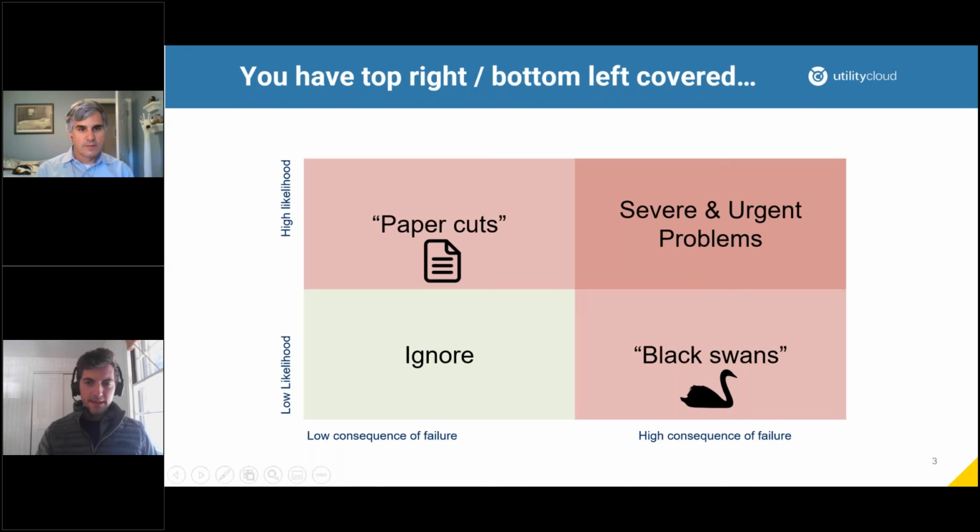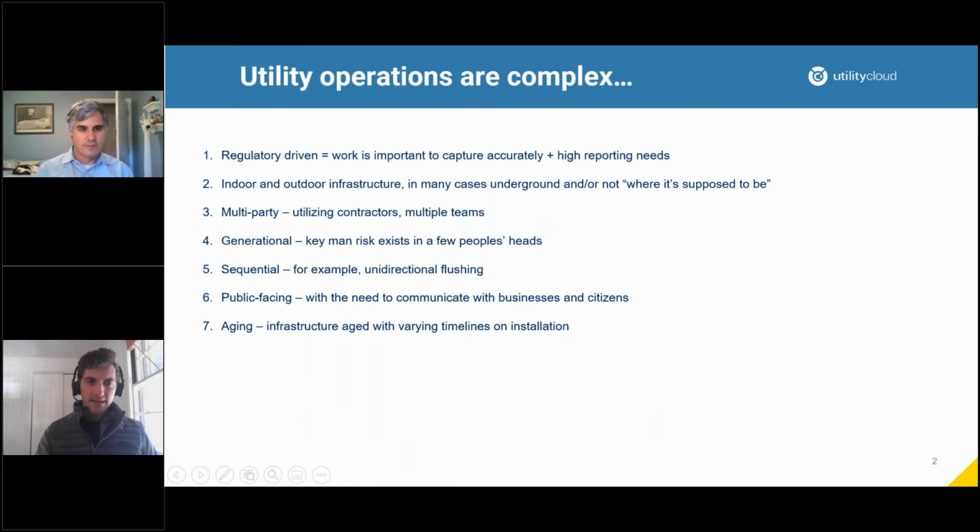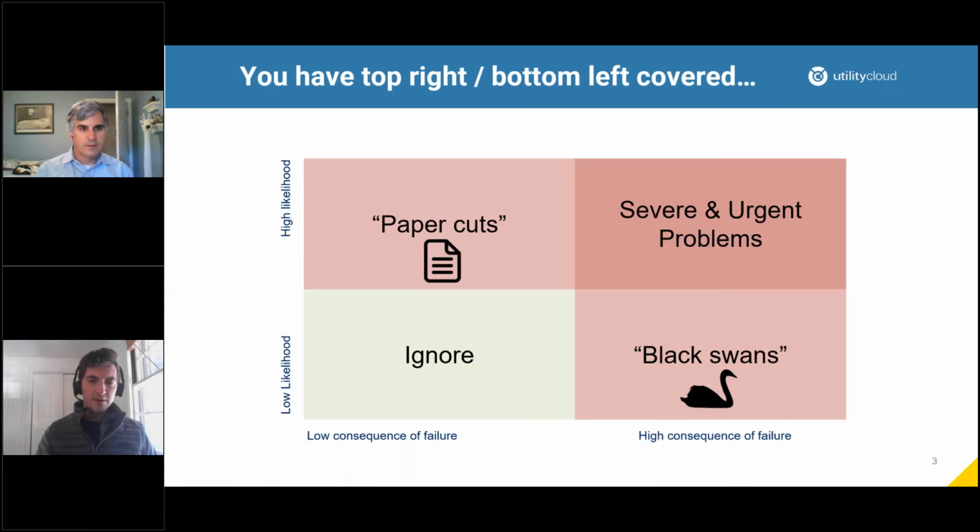So this is sort of a framework to think about the avoided costs of implementing an asset management program. Just to orient the framework, you have issues on the y-axis, which is the likelihood of them happening. So low likelihood at the bottom, high likelihood at the top. And then across the x-axis you have the consequences of failure. So if it goes wrong, how bad is it?